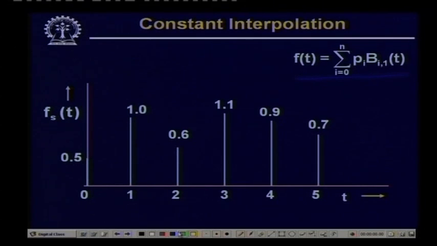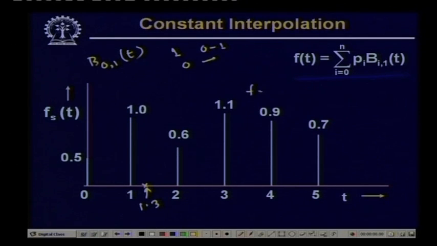Now, here b I 1 t. When I had computed, say, b 0 1 t, we said that this value is equal to 1 for t lying between 0 and 1, and equal to 0 otherwise. So, if I interpolate this particular sample data, say for example, I want to find out the value of the signal at t equal to 1.3. So, I want to find out the value of f t at t equal to 1.3.